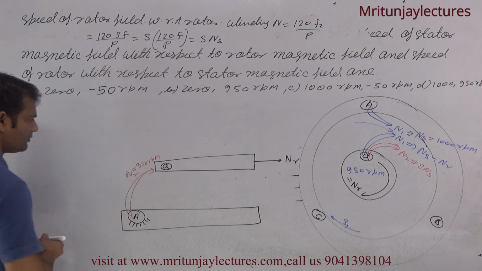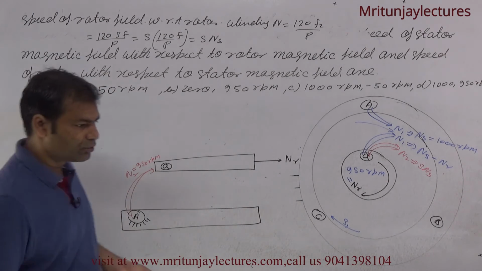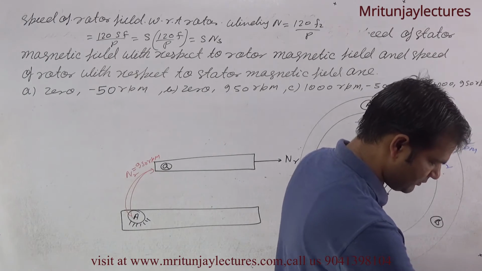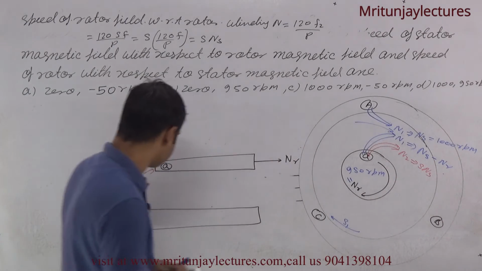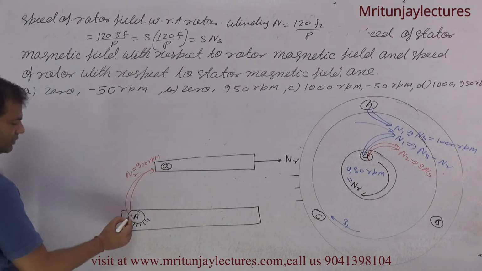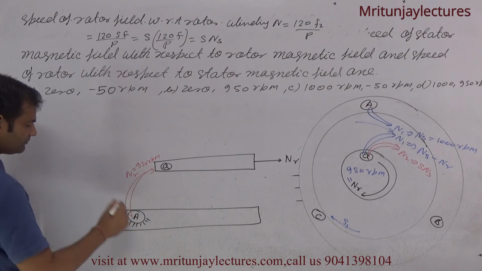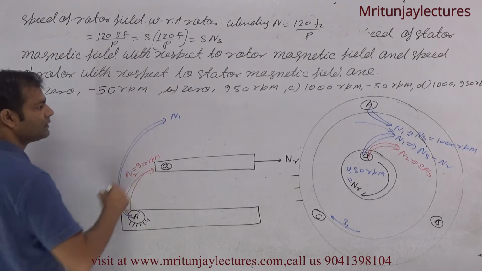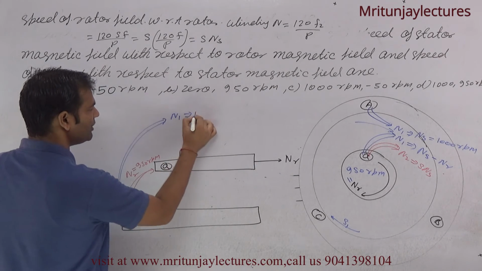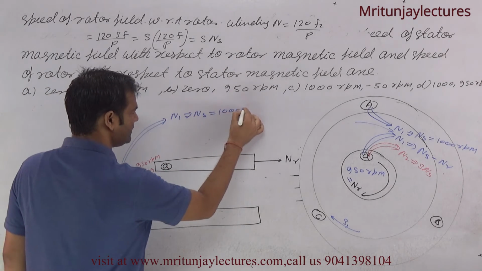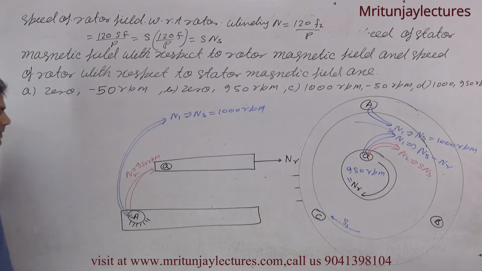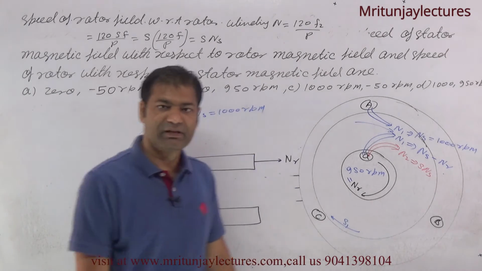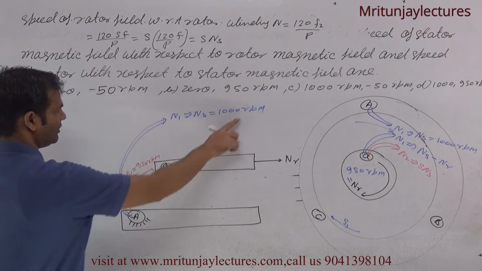Clear? Now, what about the stator magnetic field with respect to the stator winding? That is N1, corresponding to NS, that is 1000 RPM. Clear? If you sit on the stator and see the stator magnetic field with respect to the stator winding, that is 1000 RPM.